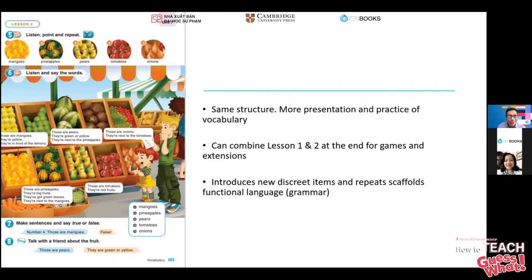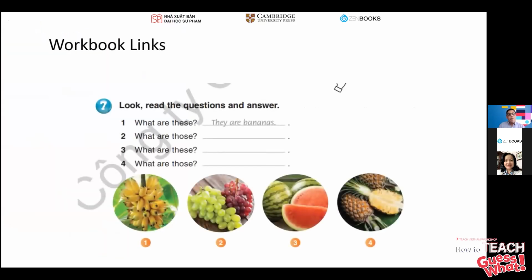So lessons 1 and 2 work together to make that vocabulary. Systems come first. In this case, the system of vocabulary. Then, I should also point out that there is a workbook link, and the workbook is a chance for extra practice. So this is an example of combining lesson 1 and 2 together and how it happens in the workbook after lesson 2. What are these? They are bananas. What are those? So that I can see the language and how it fits as I bring them together. It's what we in language call consolidation of the target language.